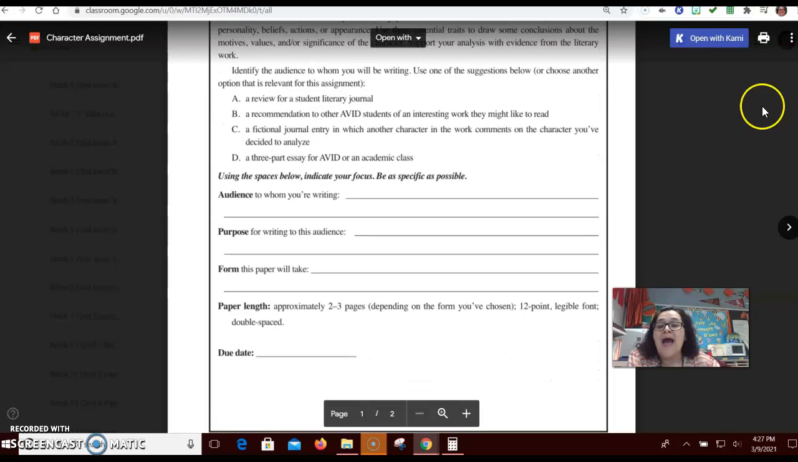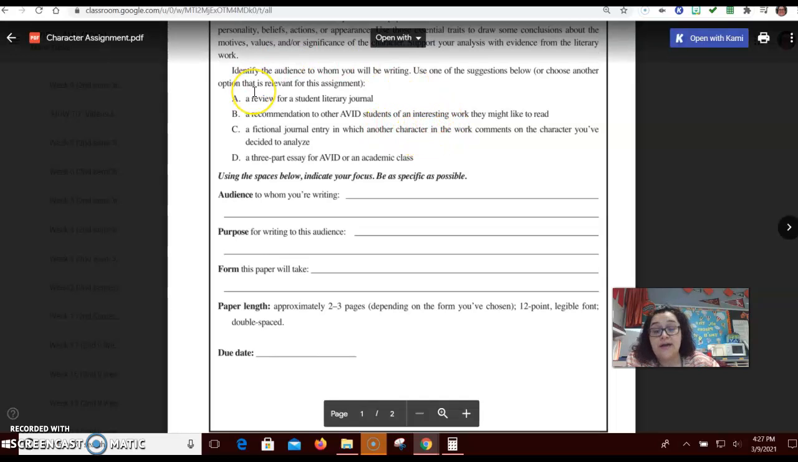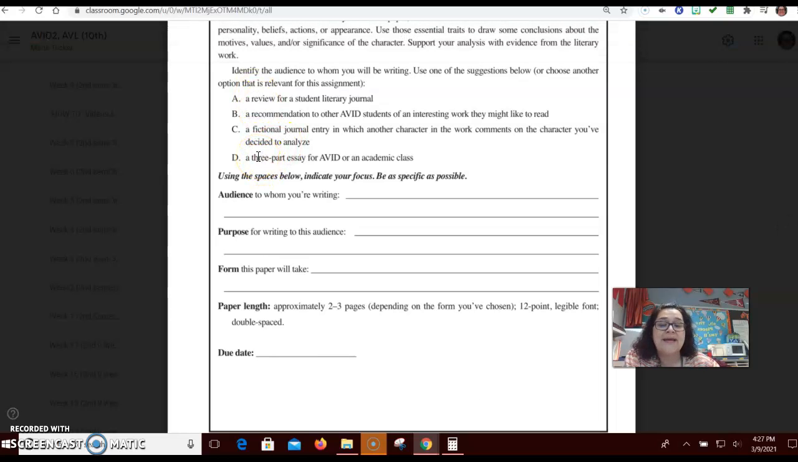Now, as far as how you write, you can either write for a journal. You can either write like you're talking to other avid students and you're trying to recommend this particular book or poem. You can pretend like you actually are a different character in the story and you're talking about the other character. Or honestly, guys, you can just write it as a 3-part essay: introduction, body, conclusion.